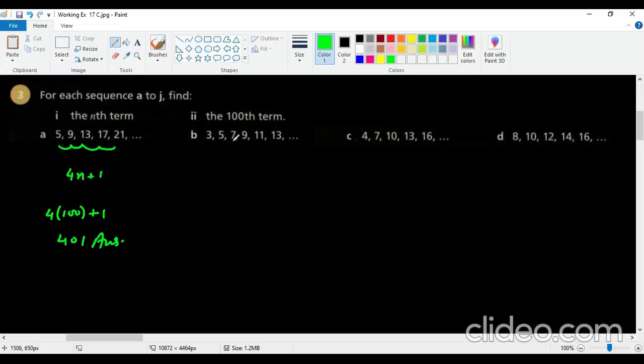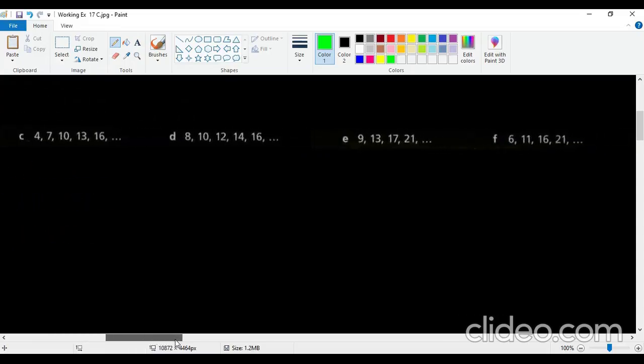Moving on to the next one, it's saying the difference between them is 2. That means 2n. And to make a 2 a 3, we need to add 1 to it. That means 200 plus 1. So 201 is going to be your final answer for this question. Now moving on to question number C, which is the difference is 3. So 3n plus 1 is going to be the term rule, and 3 times 100 plus 1 is going to be your answer.